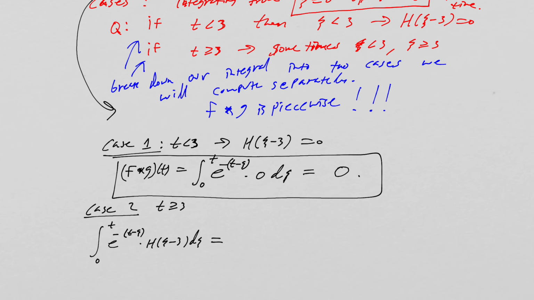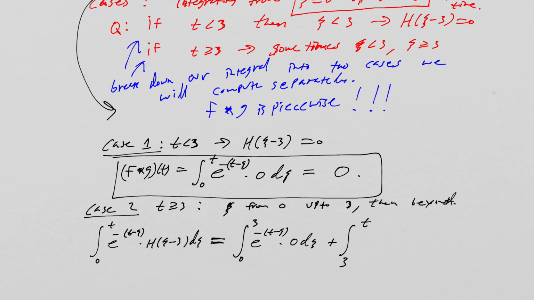And what we have to do here, and this is the really important point, this is the point that we have to worry about here, is what this case means: that basically c is integrating from 0 up to 3 and then beyond. So what we're going to have to do is break our integral into 2 pieces. First we're going to integrate from 0 to 3, e to the negative t minus c, and on that domain, of course, h is 0, dc.